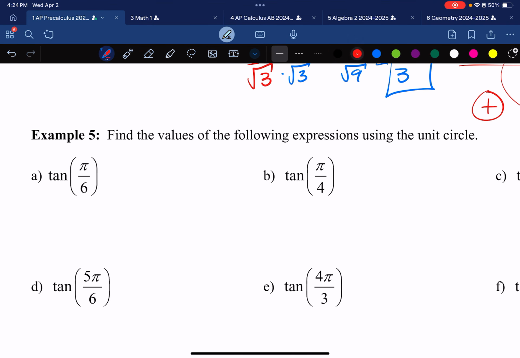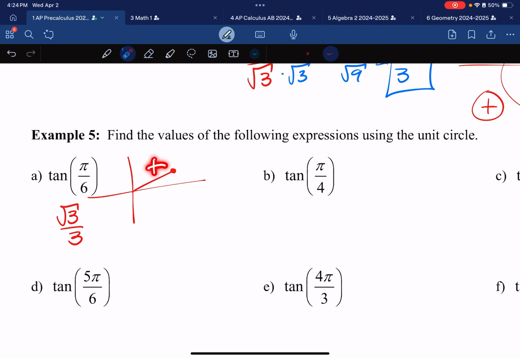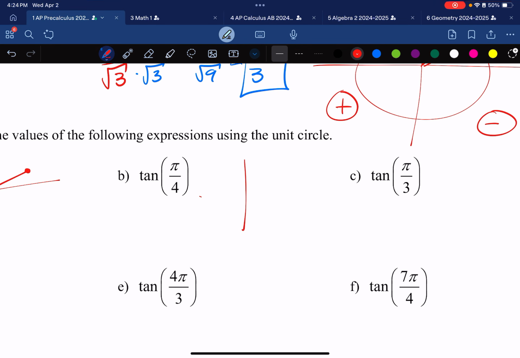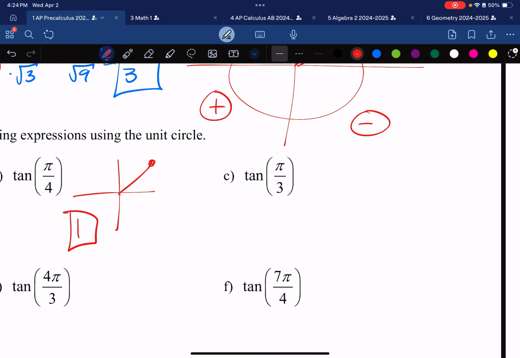Here we go. Pi over 6. Let's go ahead and graph that one. Pi over 6 lives right there. This slope is very small, so I'm going to say that that one is 1 divided by the square root of 3, but I don't say that. It's actually root 3 over 3. And I always double check at the very end. Am I in the top right quadrant? I am. It's positive. Okay, moving on to B. Pi over 4. So pi over 4 lives right here. That's a slope of 1. Done and done. What about tangent of pi over 3?